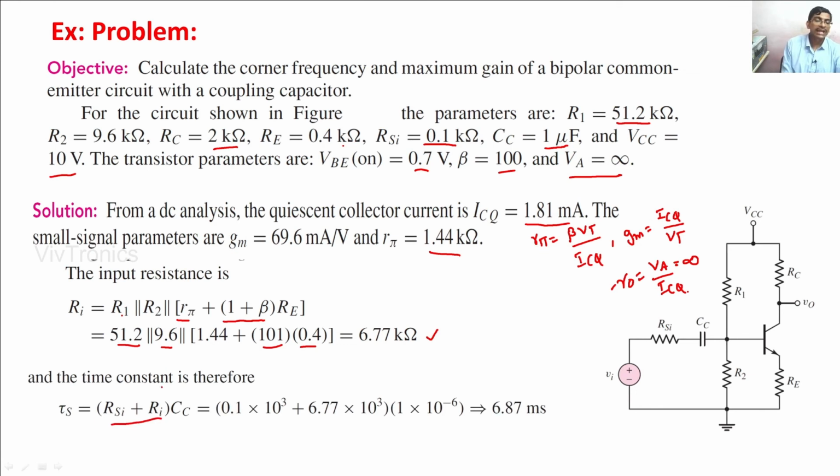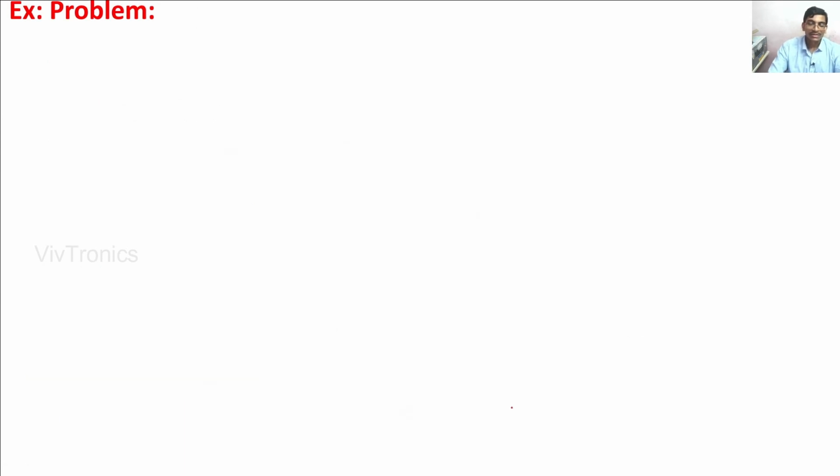Now we can get the time constant of the circuit. The tau s is equal to (RSI plus Ri) times Cc. RSI was given as 0.1 kilo ohm plus the Ri value we calculated as 6.77 kilo ohms, times the Cc value given as 1 microfarad, which is 1 into 10 power minus 6. That will be equal to 6.87 milliseconds. That is the series time constant of the circuit.